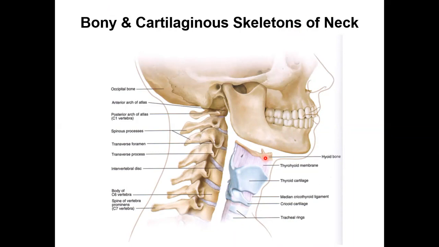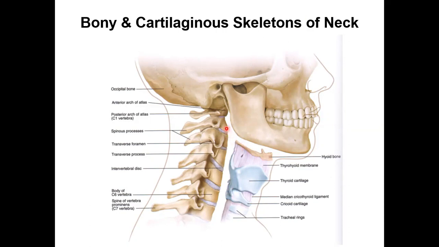And you'll have muscles that are above the hyoid bone. Those are your suprahyoid muscles. And then you'll have muscles that go below the hyoid bone. Those are your infrahyoid muscles. So supra above, infra below.